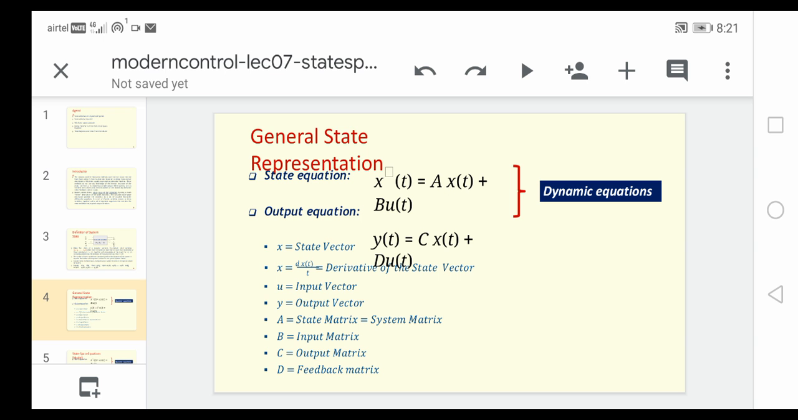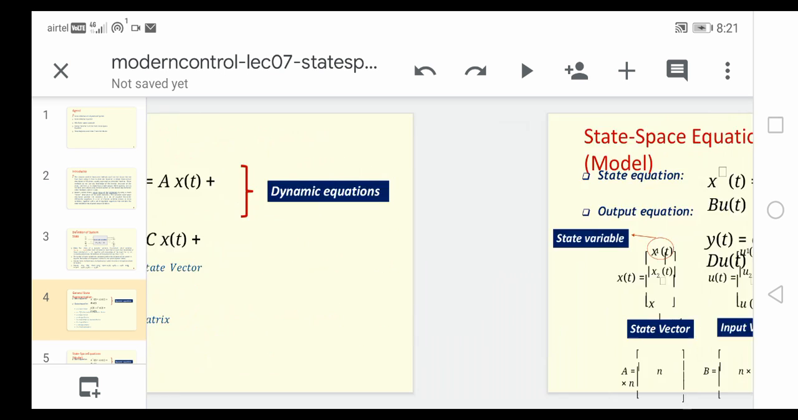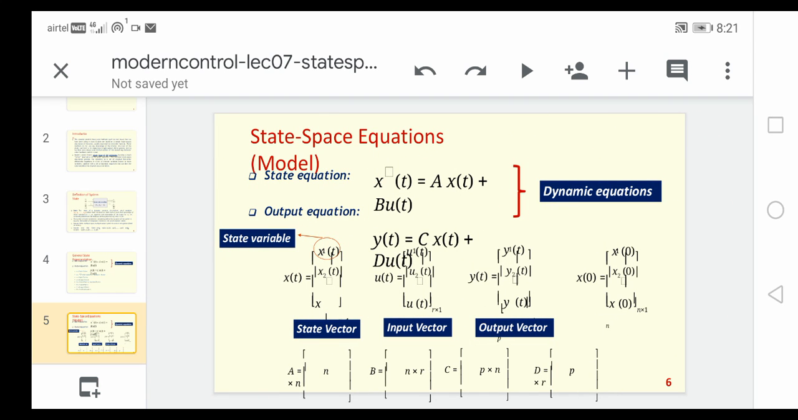A, b, c, d are the matrices, x dot of t is the derivative of the state vector, x is the state vector, y is the output, and u is the input vector. Here I am giving the order of the matrices. x dot of t is equal to ax of t plus bu of t, which we call the dynamic equation, and the output equation is y of t is equal to cx of t plus d into u of t.